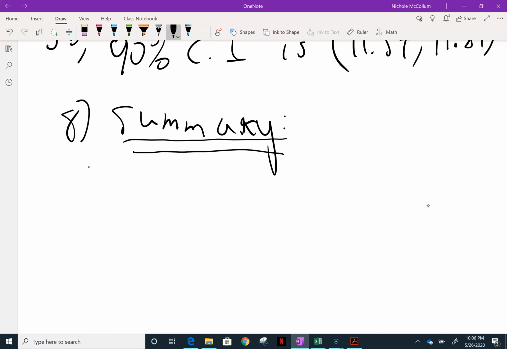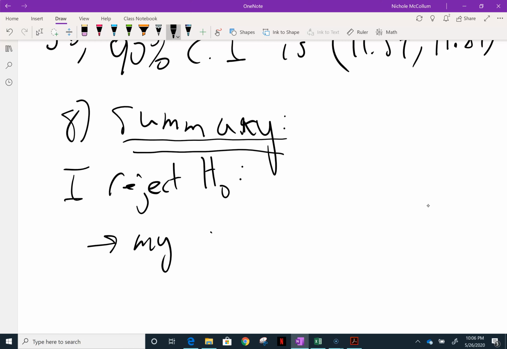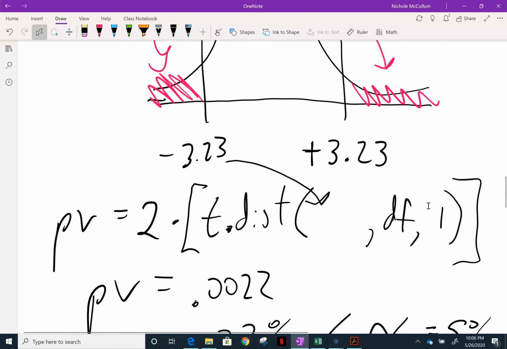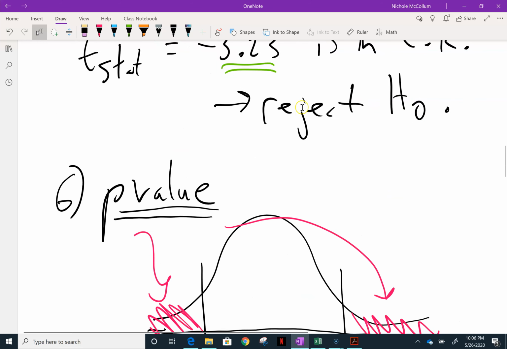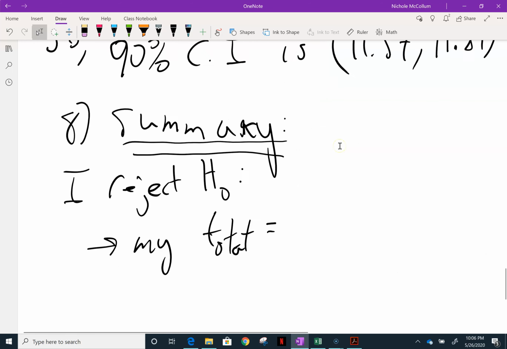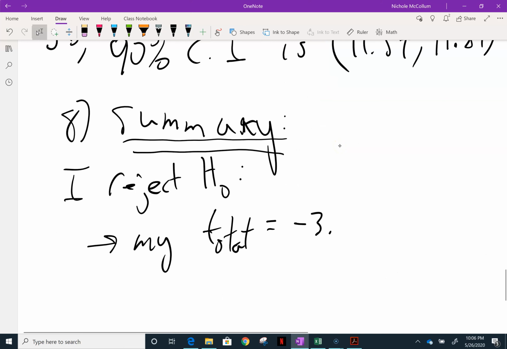All right. First of all, I reject H naught. Why would I reject H naught? 2 reasons. My t statistic. Let's rewrite that number. So what's my test statistic? My test statistic, go back to the beginning. My test statistic is negative 3.23, is in the critical region. That's the first thing I did, right? The first few steps. I found my test statistic in the critical region.